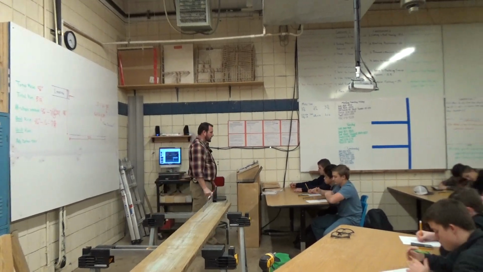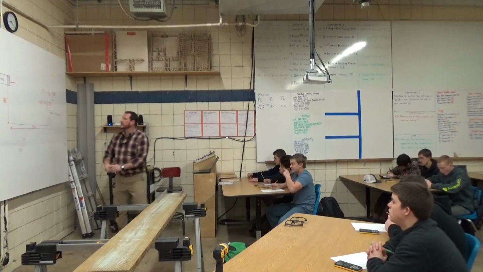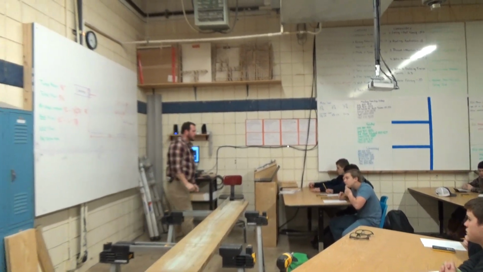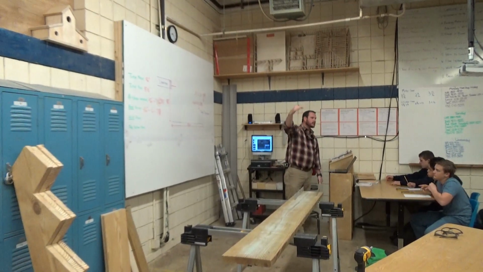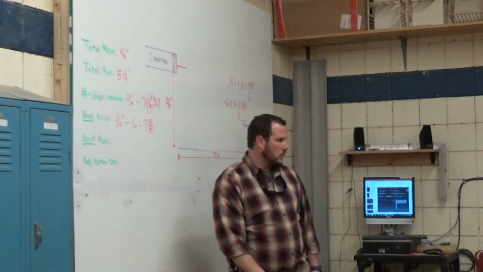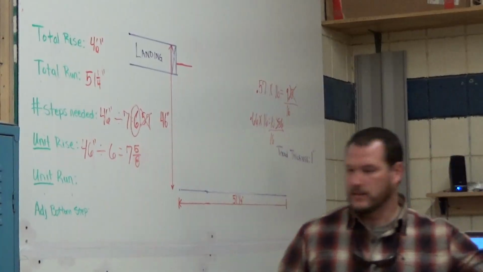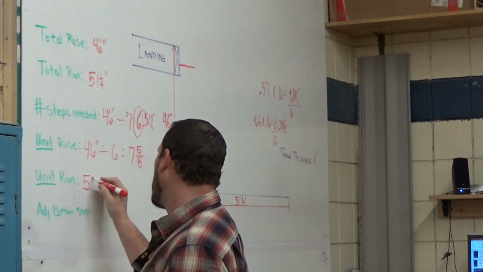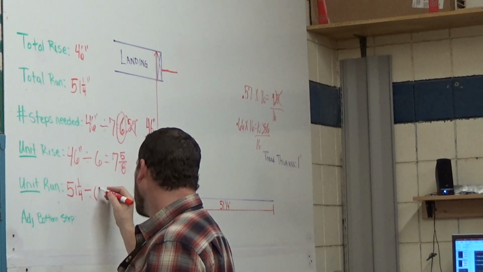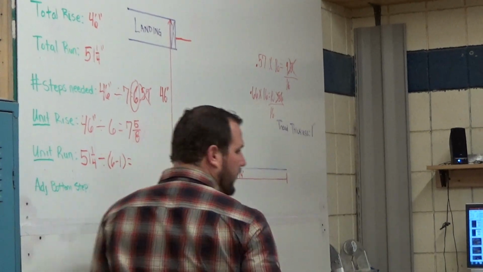How do we find our unit run? Let me ask a question before we get our unit run. Is the landing our last step, or is our step even with the landing? The landing is the last step, so that factors in how we do our unit run. To get our unit run, what do we have to do? 51 1/4 divided by 6 minus 1. What is 6 minus 1? 5. 51 1/4 divided by 5, you get?